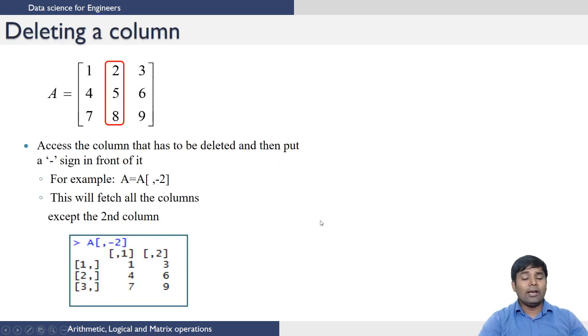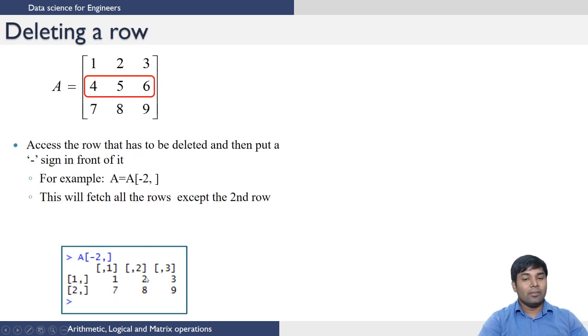You have seen how to delete a column. You can use negative symbol before the columns which you want to delete and then assign it to A. You will see that the required output is printed. Similar to what we have seen in the earlier slide, we can also delete a row from a matrix. Let us suppose we want to delete this row 2. You have to say minus 2 and then all columns and then assign it back to A. You can see that in the output, the row 2 is deleted.